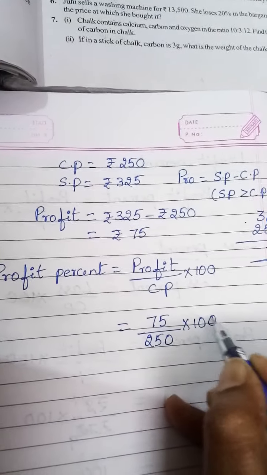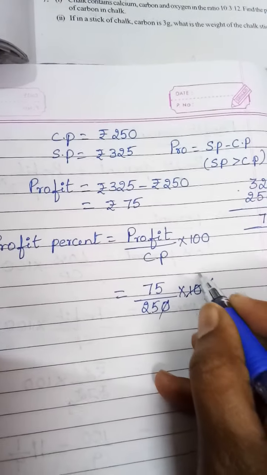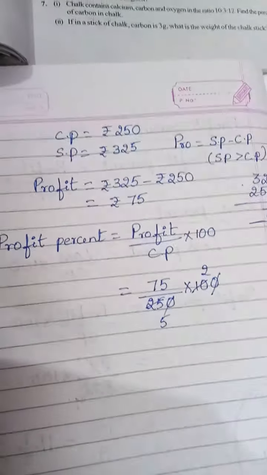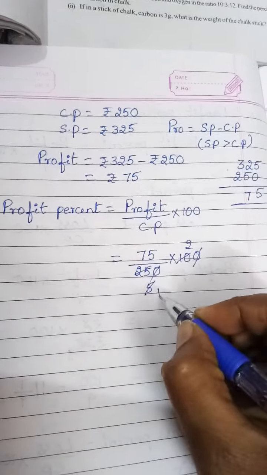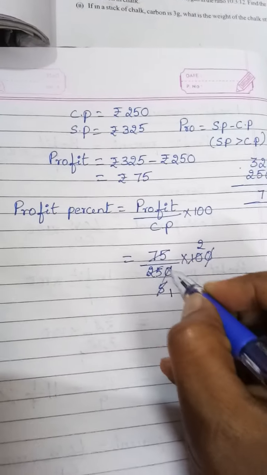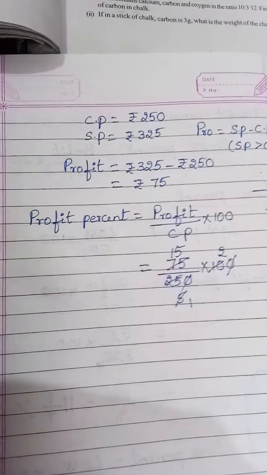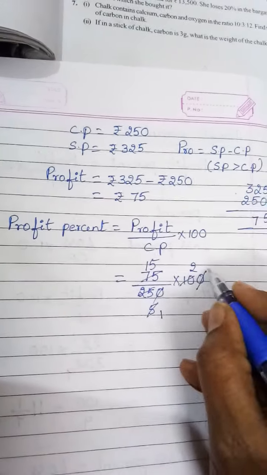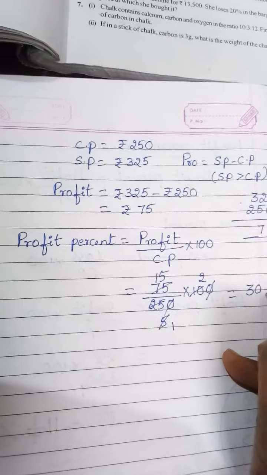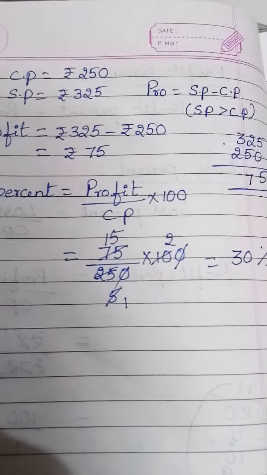Into 100. Do the cancellation. 0 and 0. And here 5 2s are 10, 5 5s are 25. And there is still a chance to do the cancellation. 5 1s are 5, and 25 5 5s are 25. That is 5 15s are 75. 15 2s are 30. Multiply the numerators. What is the profit percent now? 30%. Profit percent is 30. Okay, see the next one.